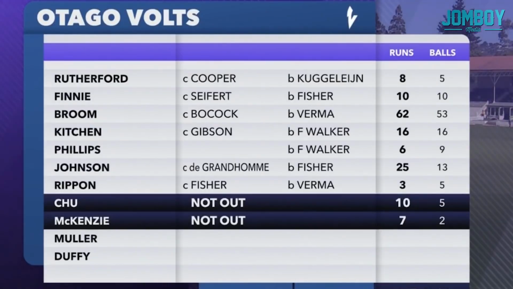Walk off. So this is the final scorecard. This is the Volts roster. The first batsman, he got 8 runs off 5 balls. The next one, 10 runs off 10. This is they were caught out, so C stands for caught. And then this is the fielder who made the catch. B stands for the bowler who bowled them out.